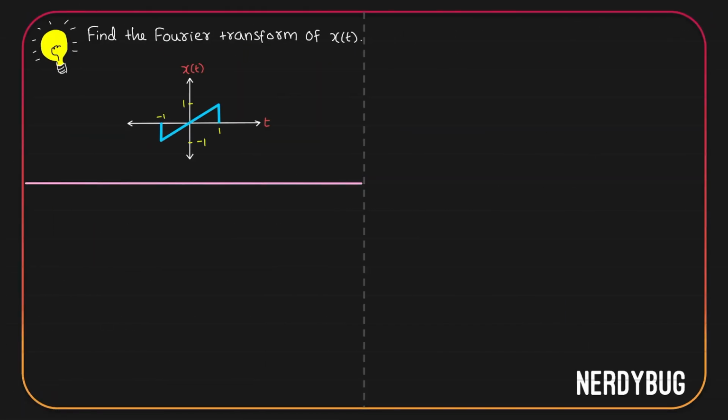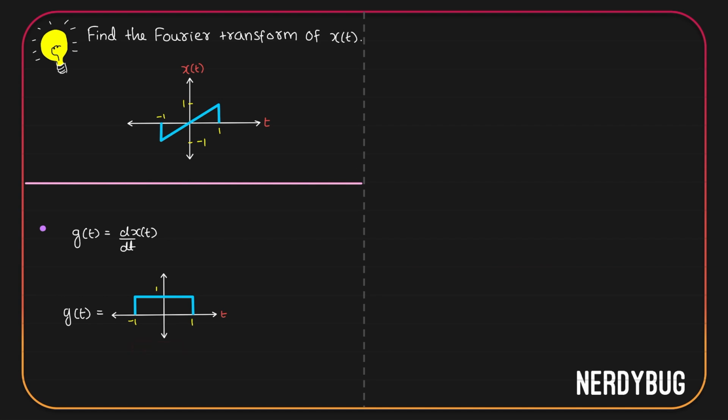Let us solve another problem. We have to find the Fourier transform of x of t. X of t is given over here on this graph. First, let us define a function g of t, which is the derivative of x of t. Derivative of a graph gives us the slope of it, and here we can see from -1 to 1, x of t has a positive slope. This is 1, this is 1, so the slope of this line is 1. So I can plot g of t like this.